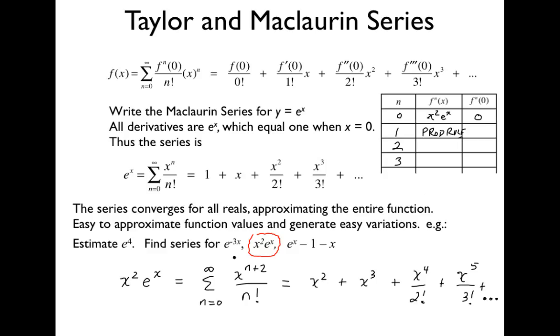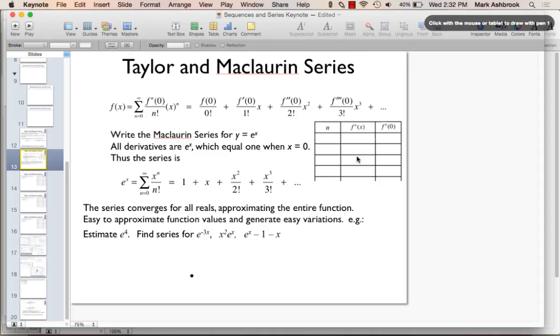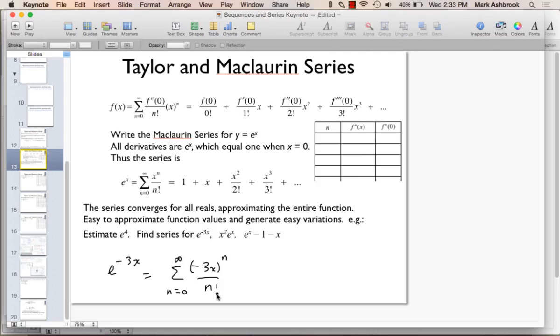Okay, so I want you to find a series for e to the minus 3x and find a series for e to the x minus 1 minus x. So I'm going to do e to the minus 3x. Now this one wouldn't be so bad to build from scratch, but we still don't need to because we know what e to the x is. So what's e to the minus 3x? We can just write it down. Sum of negative 3x quantity to the n over n factorial.